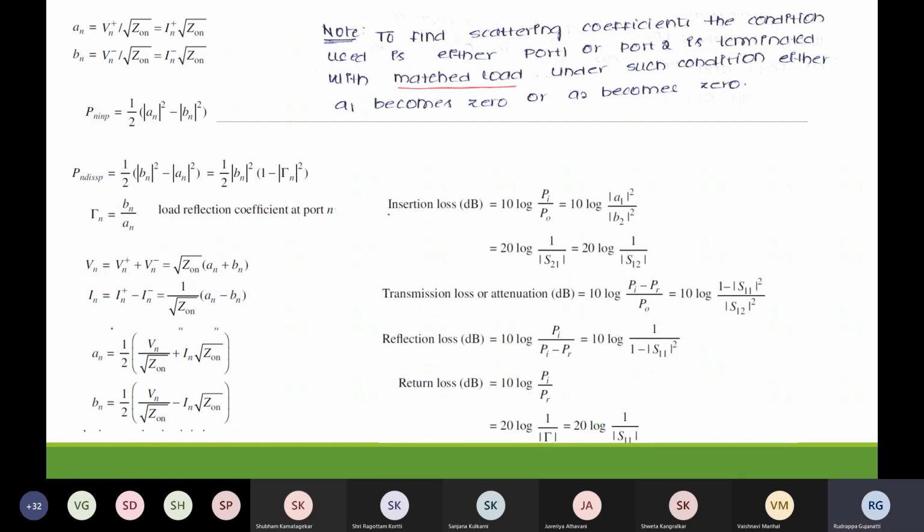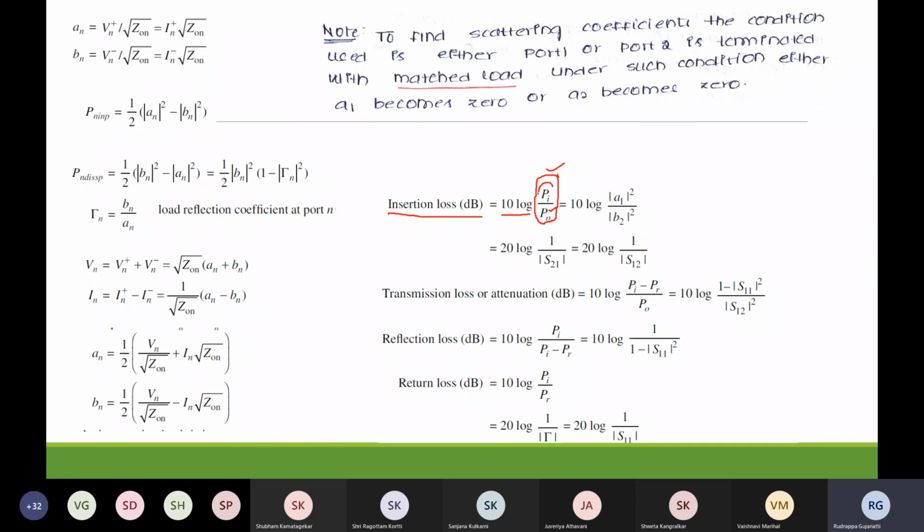So now coming back to the losses which are represented in terms of S parameters. The first one is the insertion loss. It is given by 10 log Pi by P naught. If I'm considering the two-port network, in that case Pi is the incident power which is fed into port 1 or the input port, and P naught is the power which is available at the output port.